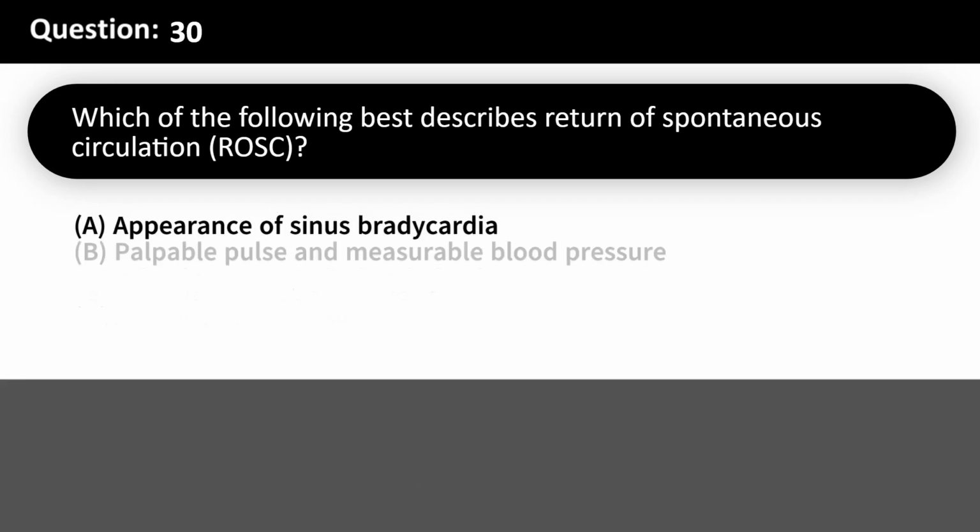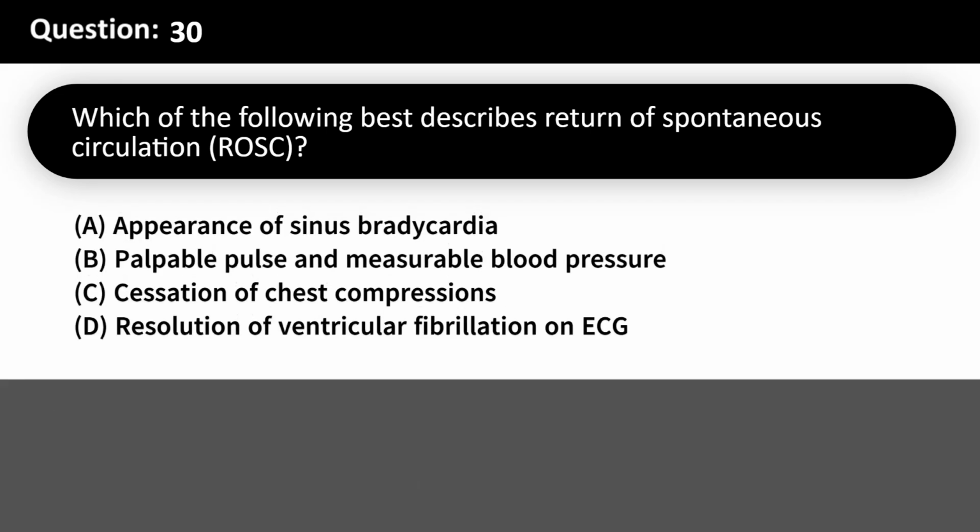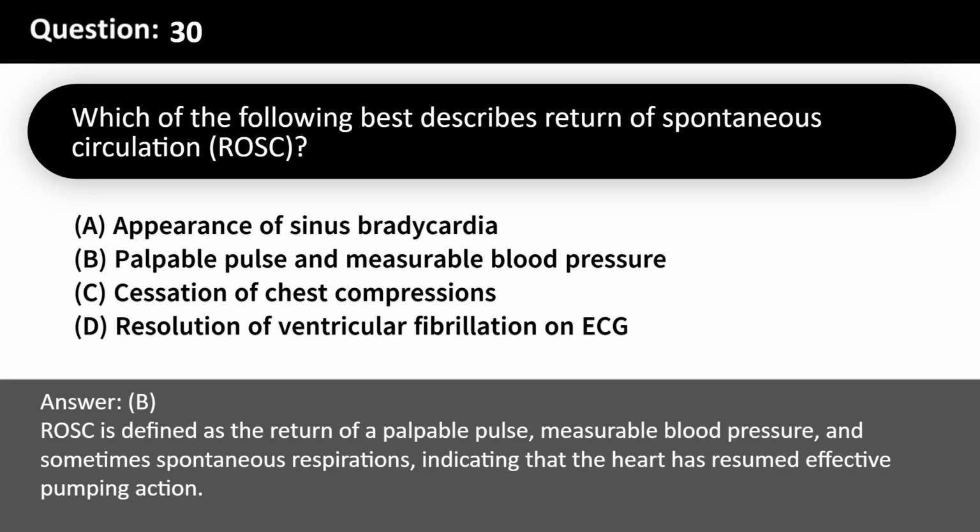Which of the following best describes return of spontaneous circulation, ROSC? A. Appearance of sinus bradycardia. B. Palpable pulse and measurable blood pressure. C. Cessation of chest compressions. D. Resolution of ventricular fibrillation on ECG. Answer: B. ROSC is defined as the return of a palpable pulse, measurable blood pressure, and sometimes spontaneous respirations, indicating that the heart has resumed effective pumping action.